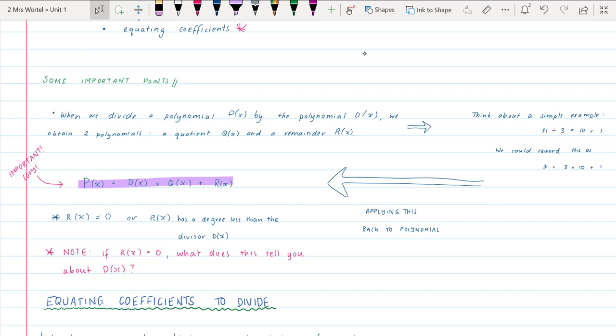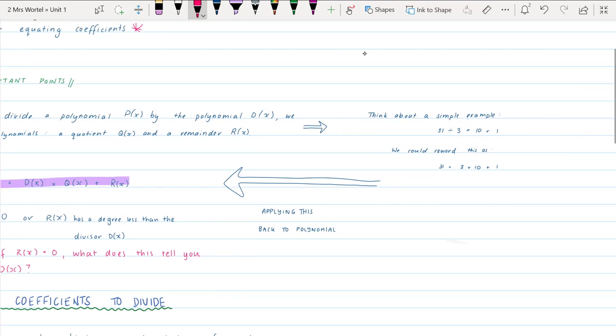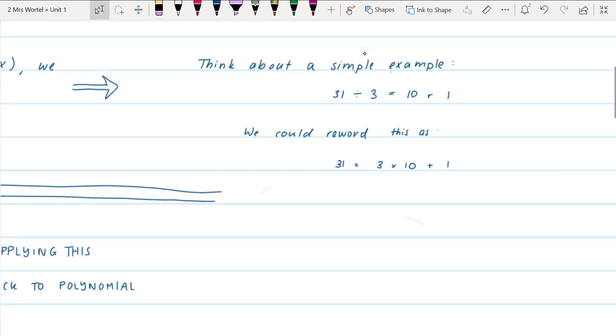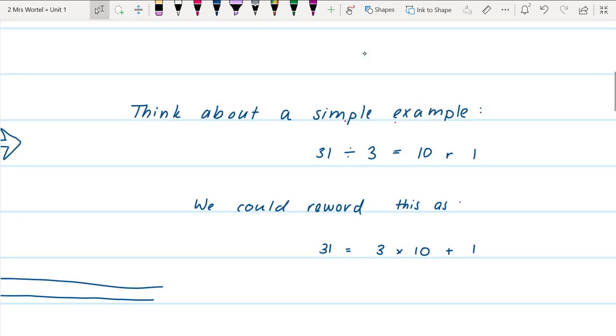So sometimes in maths, when something sounds a little bit complex, we think about a really simple example or use some really simple numbers in order to make sense of that, and then we put it back into our complex language. So that's what we're going to do here. So let's take this notion, but use a really simple example. So think about 31 divided by 3. So 31 divided by 3 is going to be 10, but you'll have 1 left over, so that's your remainder. 31 divided by 3 is equal to 10 remainder 1.